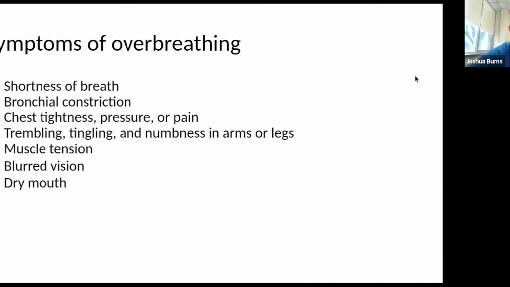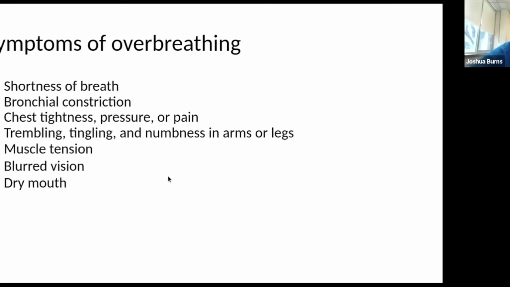Some symptoms of overbreathing. If somebody is overbreathing, they may experience shortness of breath. They may experience constriction of the bronchioles, which means that it feels harder to breathe in, and they get what we call air hunger, meaning that it feels like they need to breathe more. As bronchioles constrict, we get less air into the lungs, and that's problematic then. Chest tightness, pressure, and pain can be associated with overbreathing, as can numbness or tingling in the arms and the legs, even the inability to hold a steady hand, so you end up with a trembling motion that we'll often see with that. If anybody has experienced this, then they would be familiar with these kinds of symptoms.